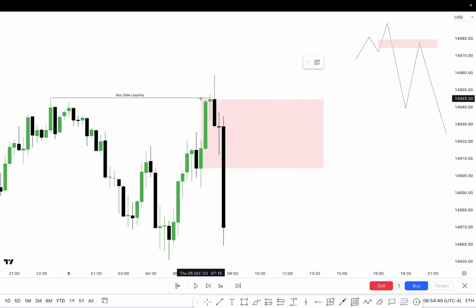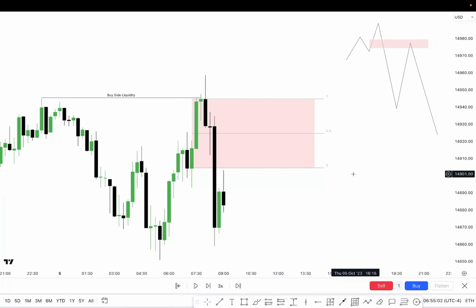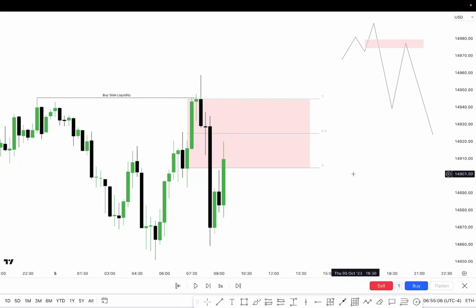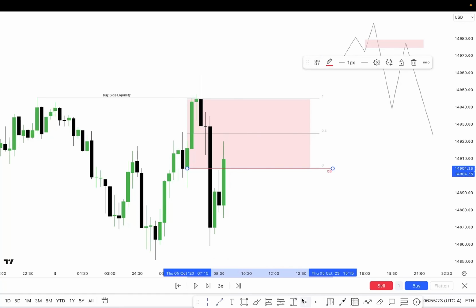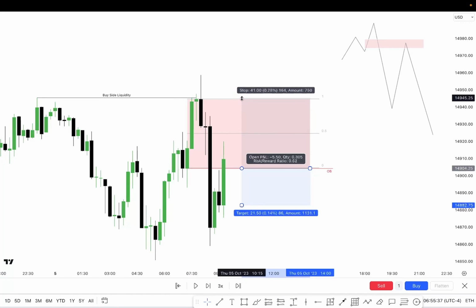Always mark out the mean threshold of your order block to see whether an order block is still respected or not. Price is trading towards the order block. It already traded inside the order block, but it didn't violate the mean threshold. So that's really nice. So now you have 2 options. You can enter right here at the open of the order block. Your stop loss will be at the top of the order block.